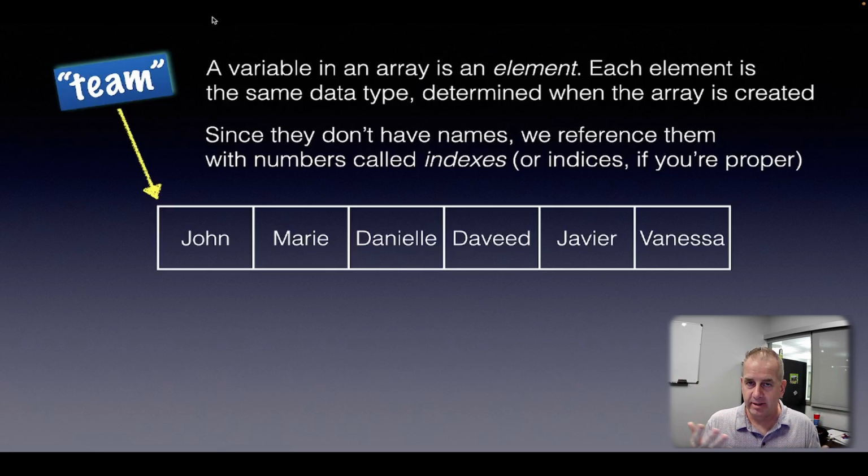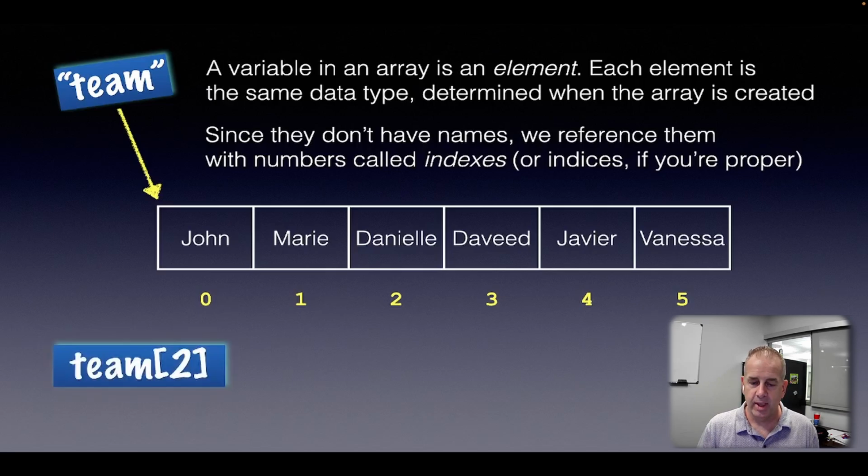So we need a naming convention. We need a way to refer to those individual elements in the array. And we use index numbers for that. So these index numbers, they're going to start at 0, and they're going to count up from there. And what this means is that if I refer to the team array index 2, that in this case is Danielle, right? If I refer to team index 4, that's Javier, all right? So that's the way that we can organize this data and refer to the individual elements within it.